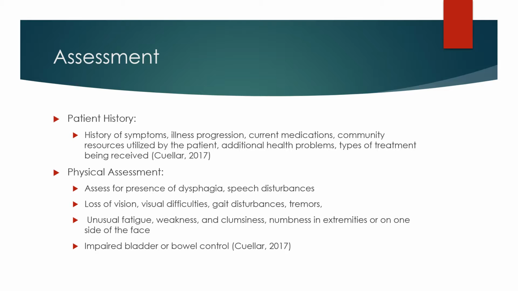Important components of your physical assessment are to assess for the presence of dysphagia or difficulty swallowing, as well as speech disturbances. It's important to assess for any loss of vision, visual difficulties, gait disturbances, or tremors. Unusual fatigue, weakness, and clumsiness, as well as numbness in the extremities or on one side of the face, are important to assess for. And lastly, it's important to assess for bladder and bowel control, as this is often an issue in patients with MS.